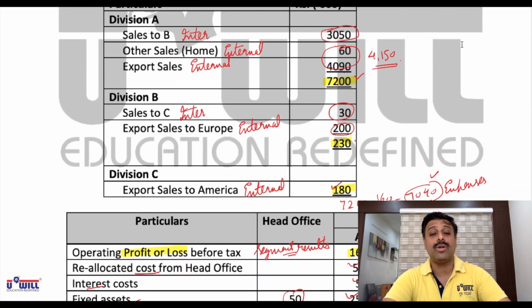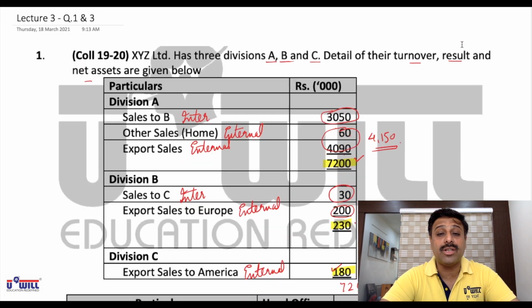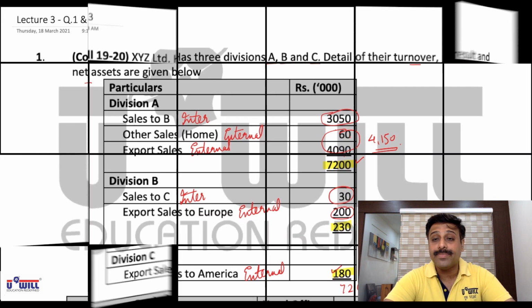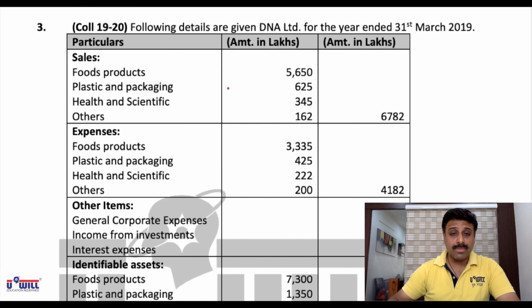Very, very simple. Okay. Similarly, we solve question number 3 also. All of you take out question number 3. Yes, now look at question number 3, everyone. Following details are given about DNA Limited for the year ended 31st March 2019. Now, of course, sales is going to be your revenue.